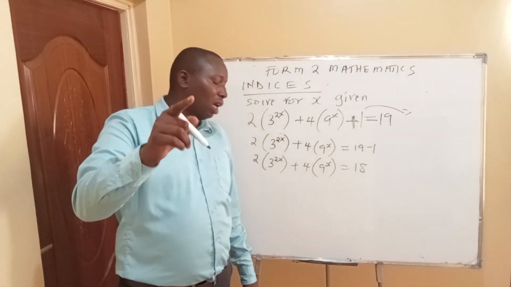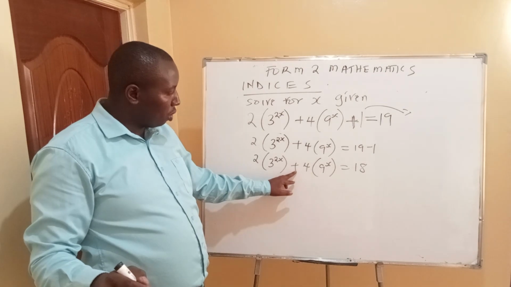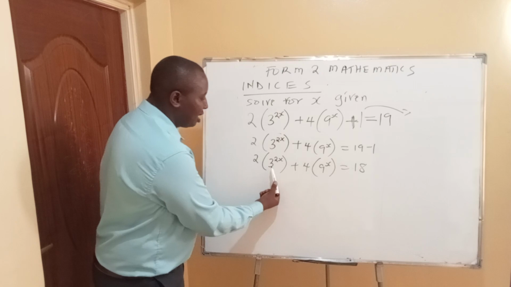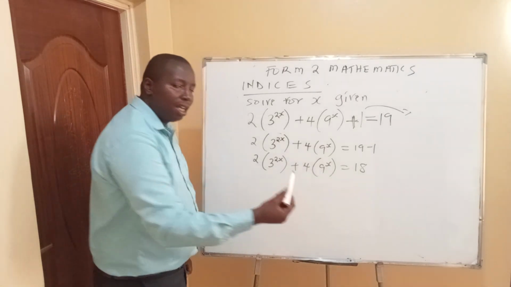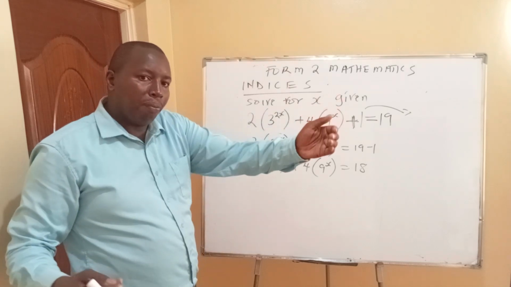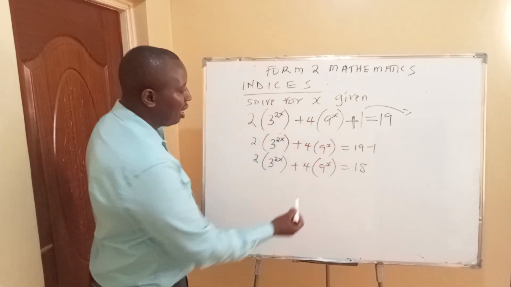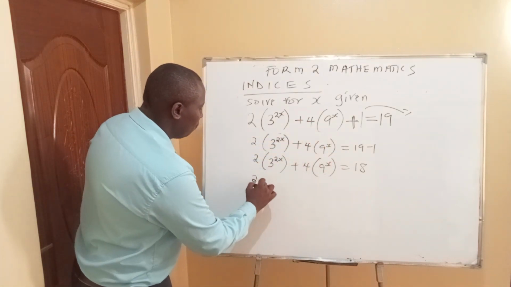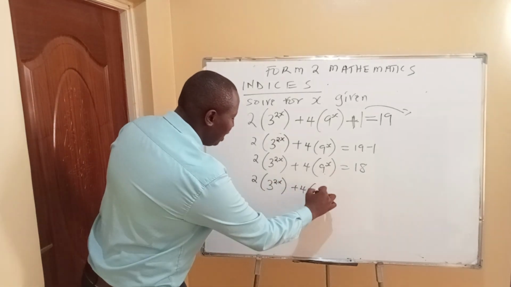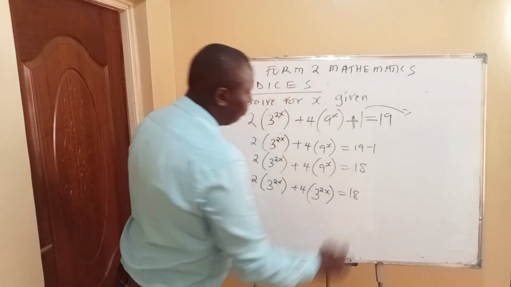Because we have identified you cannot use the rules of indices, because this is not a multiplication or a division, then you are supposed to express 9 in the simplest form. So 9 in prime factor form can only be expressed in terms of 3. 9 is 3 raised to power 2. So you take 2(3 raised to power 2x) plus 4, and 9 is 3 squared, so (3 raised to power 2) raised to power x, is equal to 18.